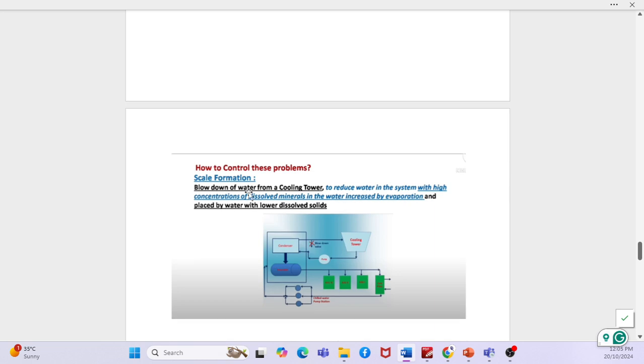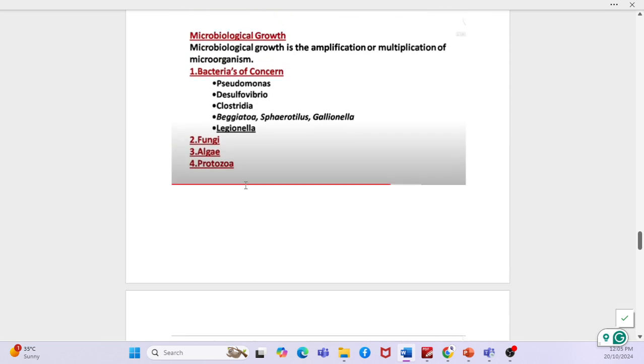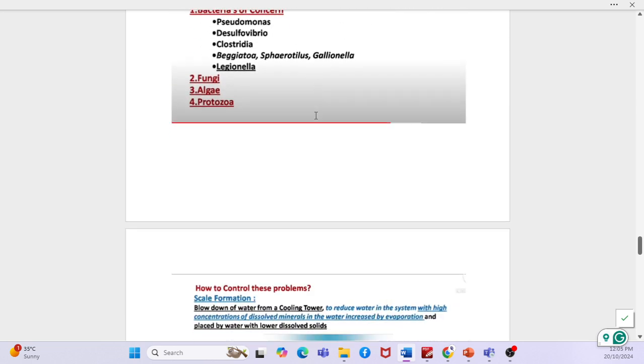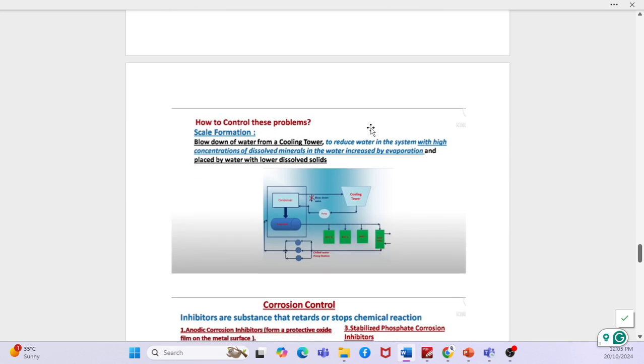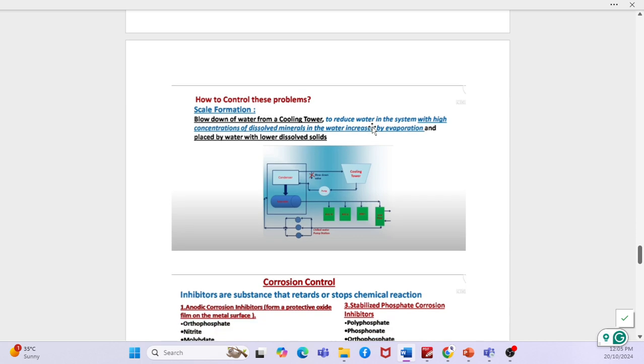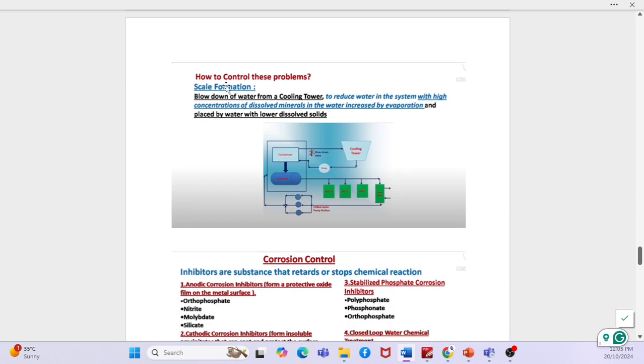So how to control this problem? This talk is about microbiological control. How to control these problems? There are different problems, right? So you have scale formation. If you have scale formation, then you have blow down of water from the cooling tower. That is why we do the blow down, right? Now you understand the purpose of blow down: to reduce the scale formation.